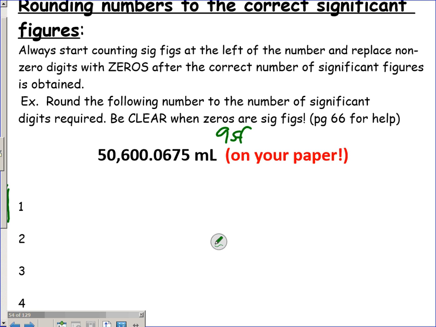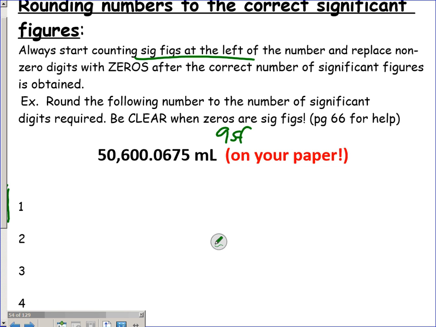So the instructions here, I don't know if I have these on your paper. Do I? No. Okay. If you want to jot these down, I'm going to use those as we roll. Always start counting sig figs at the left of the number that you have to round. So always start at the left is probably the most important thing to write there. And replace non-zero digits with zeros after the correct number of sig figs is obtained. The reason you're rounding to a certain number is because you don't want to be lying about your measurement, and you replace the non-zero digits with zeros because those zeros will not play into your actual sig fig count.